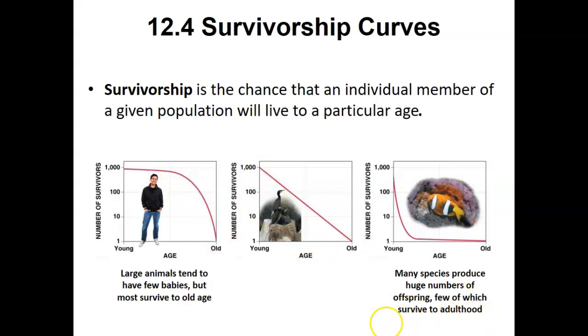Some species may produce huge numbers of offspring, but only a few of them survive through to adulthood. For example, this fish. There are many young fish, but not many of them live their full lifespans.